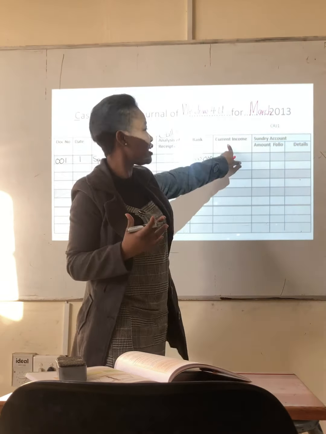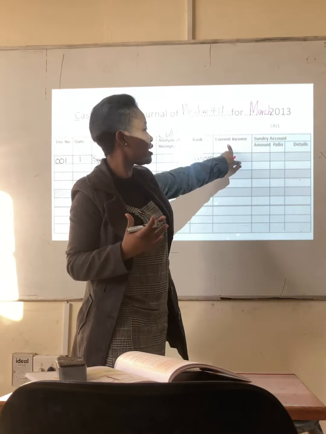Was it for services rendered? Since we know that under current income, it is an account that records all the services rendered by the business. Did the business render a service, hence they are receiving 300,000? No. This is the money used to start up the business, which is capital. Okay, do I have a column for capital? No. If you are not provided with a column for a particular account, you take that account affected to the sundry account. Then you will write the amount 300,000.